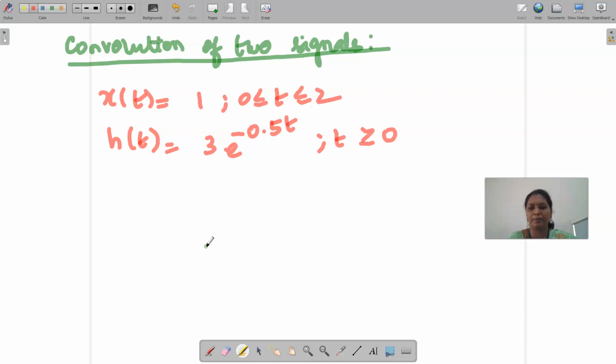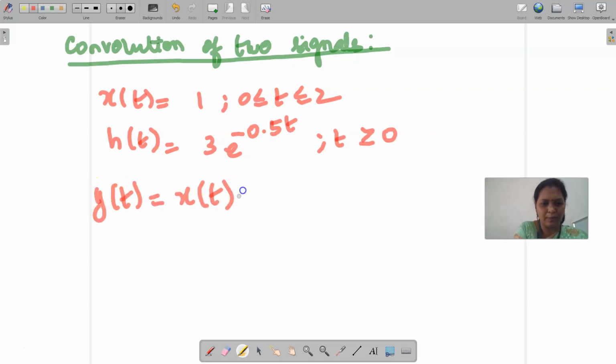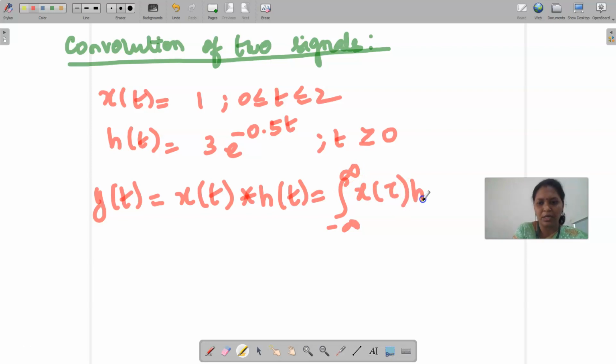So let me have x of t which is equal to 1 for 0 to 2 and h of t equal to 3 into e power minus 0.5 t for t greater than or equal to 0. So the convolution formula is given by y of t equal to x of t star h of t, which is given by minus infinity to infinity x of tau h of t minus tau d tau. And here the convolution is between x of t and h of t.